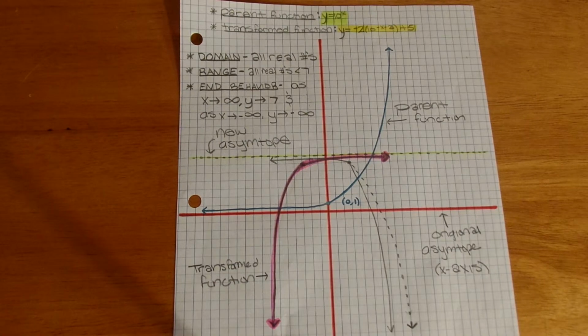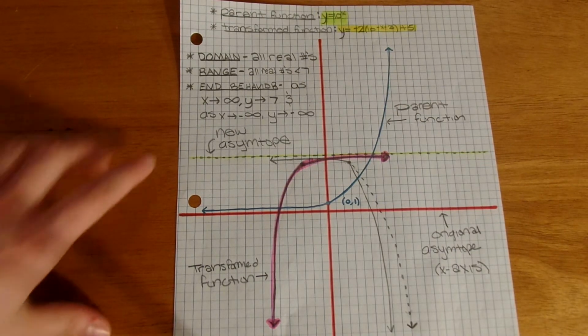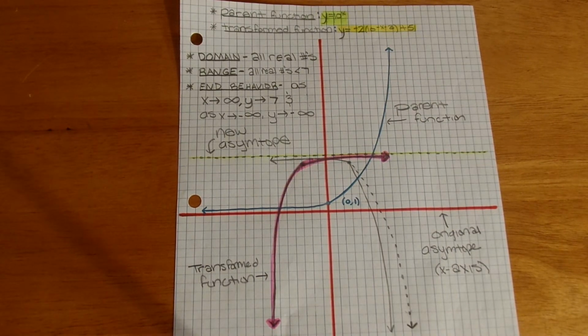Lastly, the end behavior. The end behavior of the transform function states that as x approaches infinity, y approaches 7, which is the asymptote. And as x approaches negative infinity, y approaches negative infinity as well.